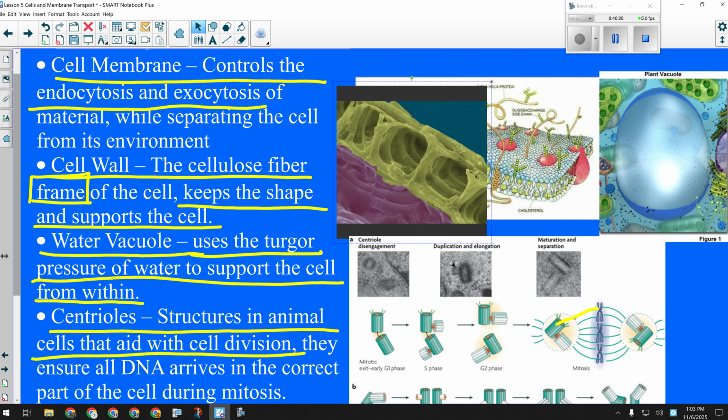That's why if you haven't watered a plant for a while, it wilts. We talked about that the other day as well. When that water vacuole can't push, the cell wall will fold. It isn't strong enough by itself. So the way it does that is it uses turgor pressure, a fancy word for the water pressure. A fancy word that you need to know. Turgor pressure is water pressure from within.